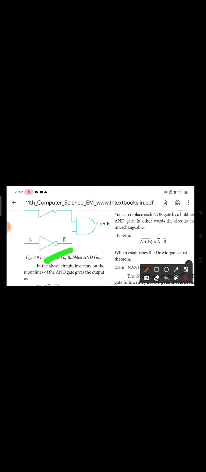Okay, so now this is input A and this is input B. So first A passes through the inverter gate, so bubbled, and B passes to the inverter gate. So this one is called A bar and this one is called B bar, and these two inputs only go to the bubbled AND gate, right? Bubbled means that inverter inputs. Okay, so now it passes to the AND gate.